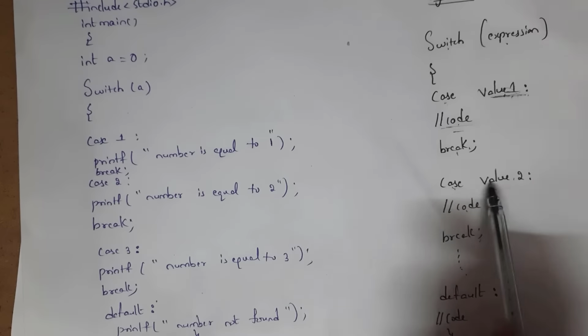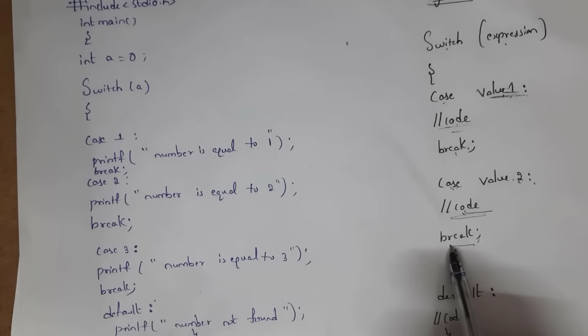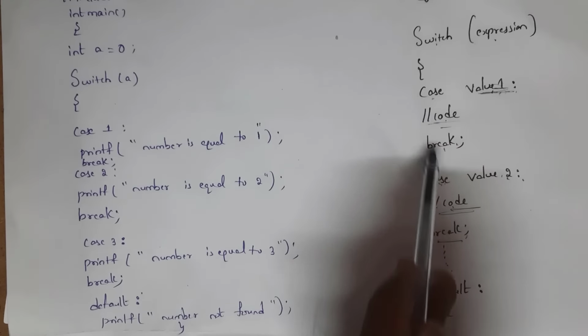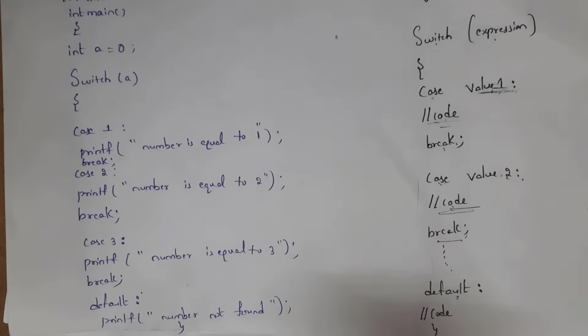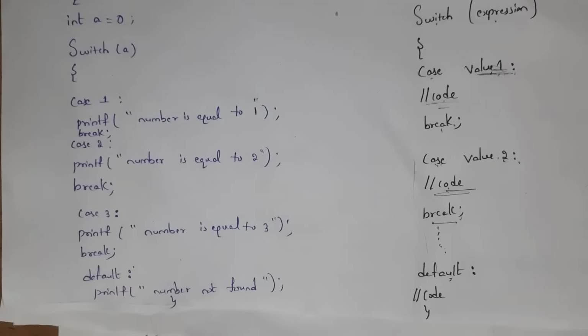So again take case value to colon. This case contains some code and give break. Guys, you can take multiple number of cases, and at last you need to give default. If all these conditions are false, then default condition will be executed. So default condition also contains some code. Guys, I will give one program so that you can clearly understand what is switch statement.